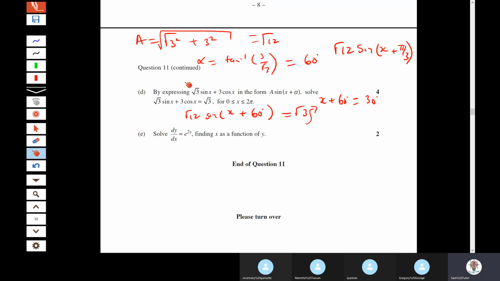Well, how do you do? Do you know how to? Yeah, correct. Pythagoras. Square root of a squared plus b squared. Done. √12. Inverse tan b on a. And then just write it. √12 sine x plus pi over 3. And then once you've got that to solve this, you write this equals √3.